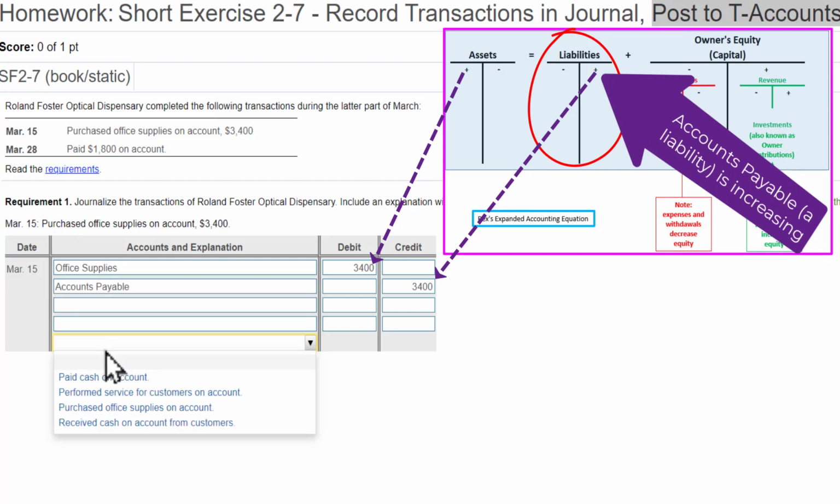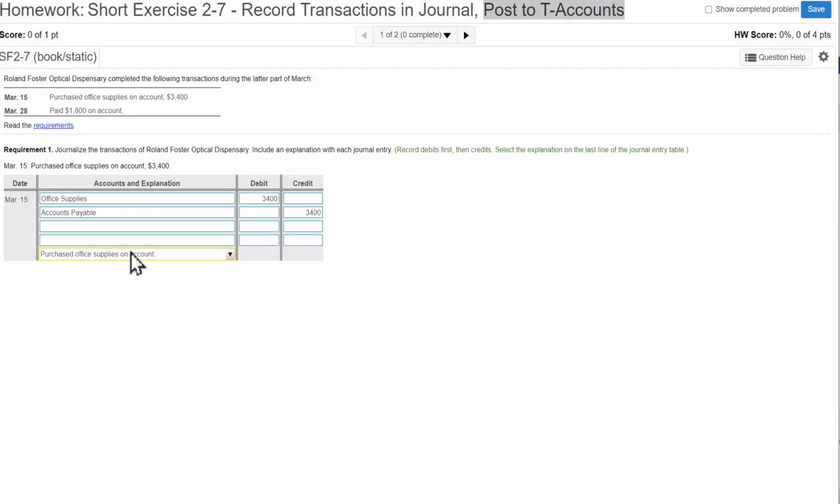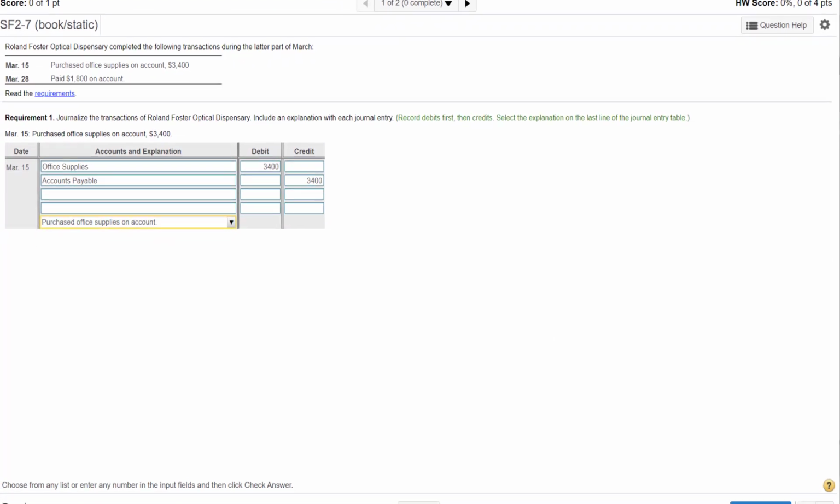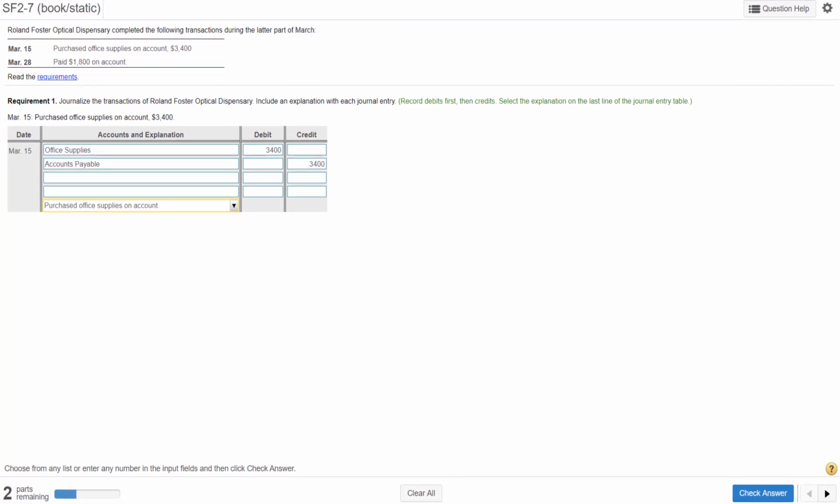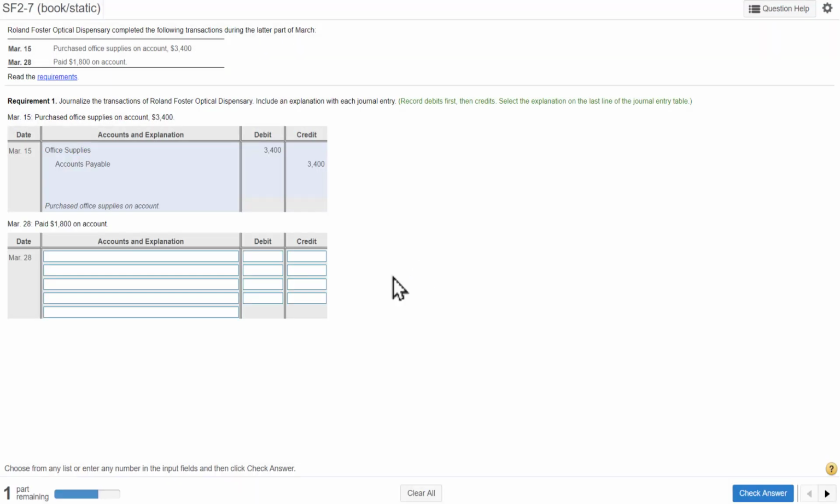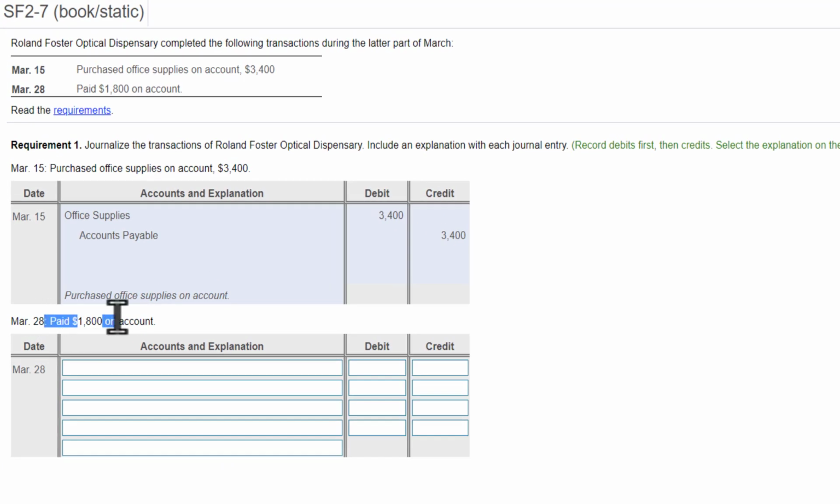Let's see what our options are. Purchase office supplies on account. And this is not a very realistic explanation. A more realistic real-world explanation would be the name of the company that you owe this money to. So let me raise this so I can find my check answer button. Good job.